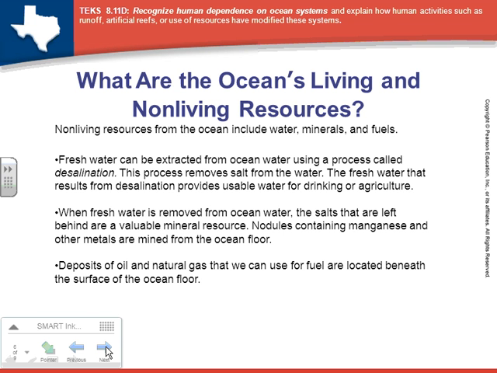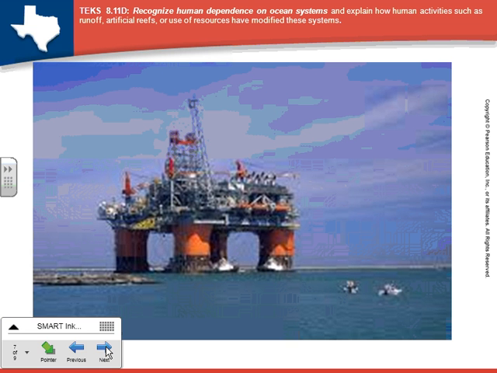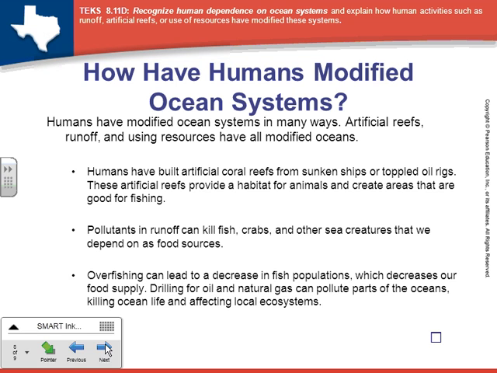When fresh water is removed from ocean water, the salts that are left behind are a valuable mineral resource. And some of the nodules can contain manganese or other metals, and those can be mined from the ocean floor. Deposits of oil and natural gas that we can use for fuel are also located beneath the surface of the ocean. Here's a picture showing an oil rig or an oil derrick out in the middle of the ocean, mining for the oil underneath the surface. And sometimes there will be artificial reefs connected to this bottom area.